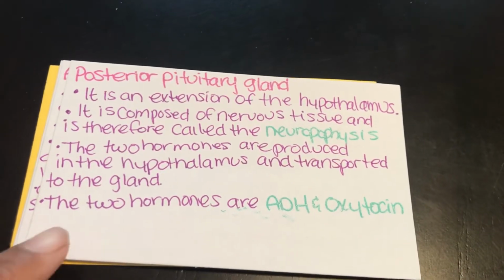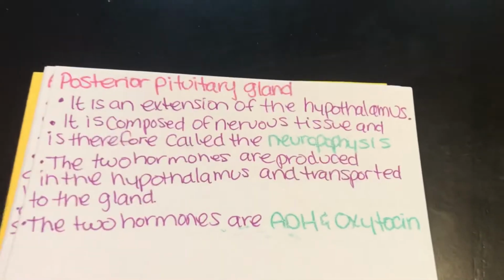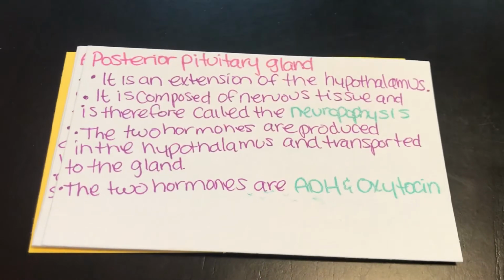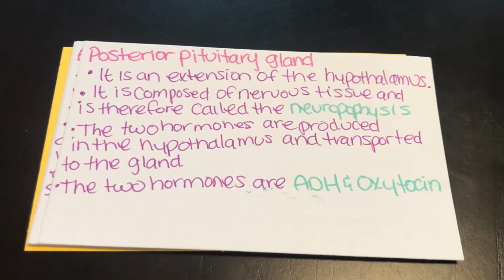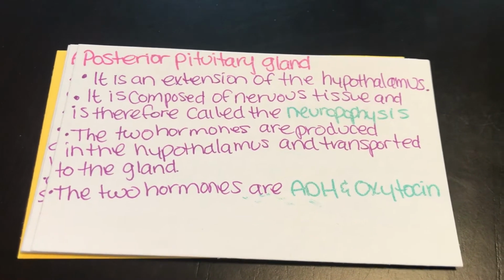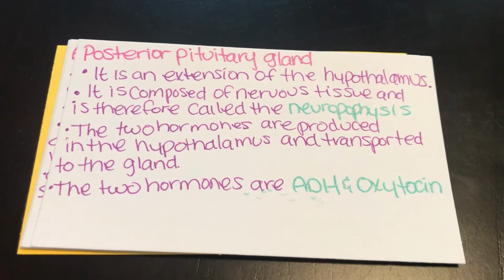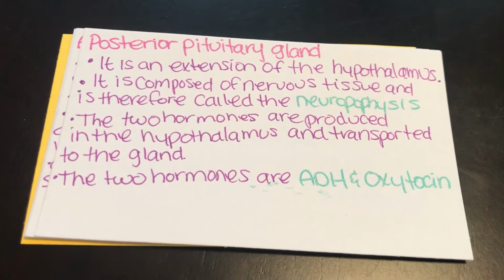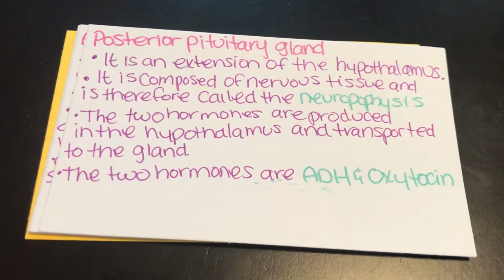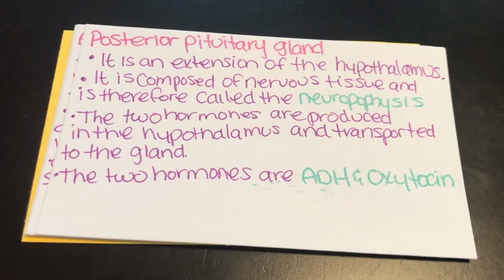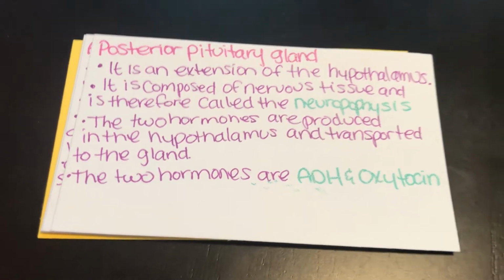The posterior pituitary gland. So it is an extension of the hypothalamus. It is composed of nervous tissue and is therefore called the neurohypophysis. The 2 hormones are produced in the hypothalamus and transported to the gland. The 2 hormones are ADH and oxytocin.